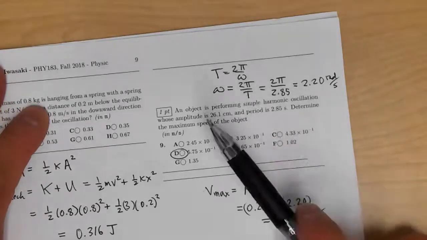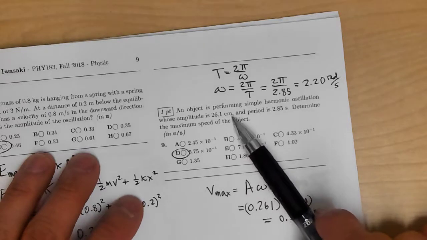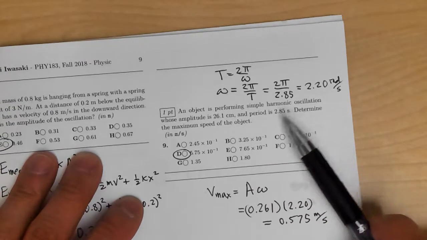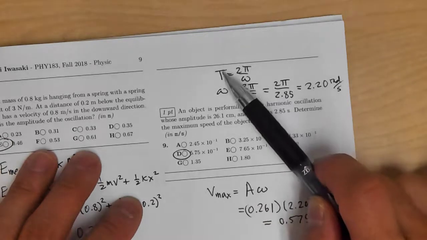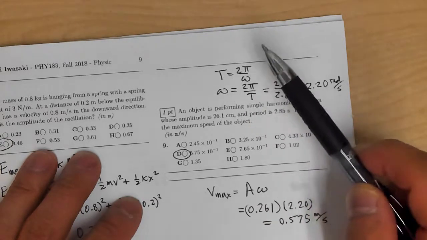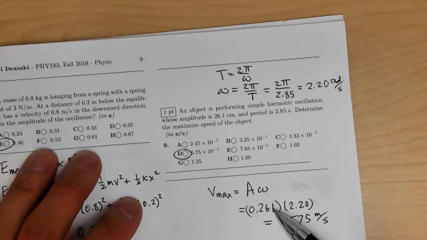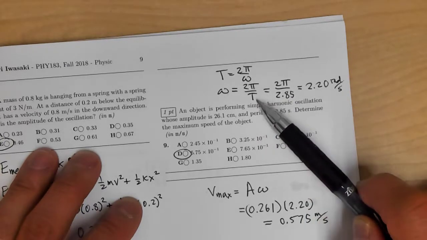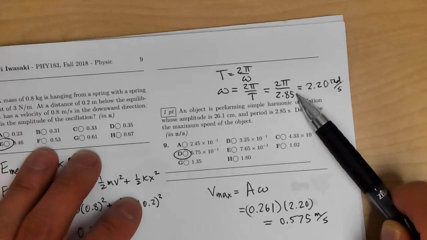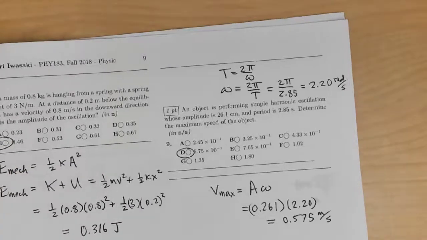Number 9. An object is performing some harmonic motion with an amplitude of 26.1 centimeters and a period of 2.85 seconds. Determine the maximum speed of the object. The maximum speed is A times omega, so we need to know what omega is and what A is. A is just given as 26.1 centimeters or 0.26 meters. The period is 2 pi over omega, so omega is equal to 2 pi over the period. So 2 pi over 2.85, that's 2.20 radians per second, and multiplied together, that gives 0.575 meters per second.